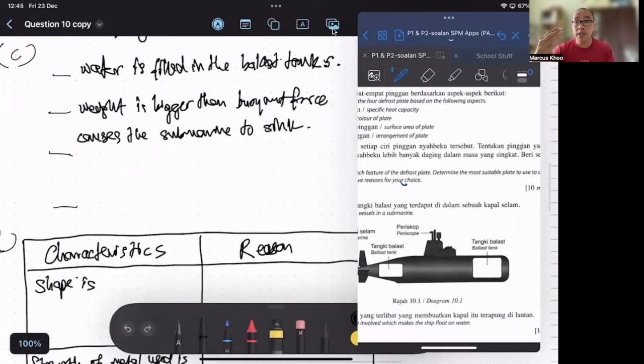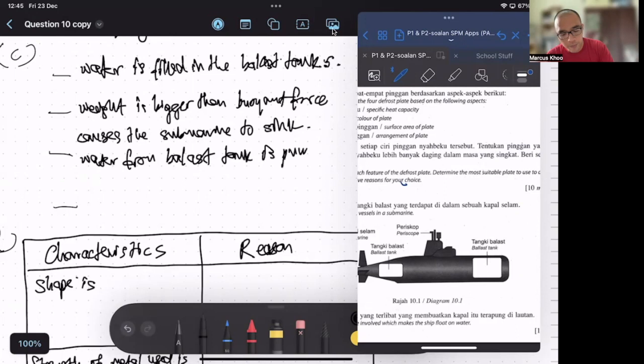Then of course, 2 marks for how it floats. So how do you float is you need to pump out the water. This is a very normal question. If the submarine is already inside the water, how do you remove the water from the ballast tank? Because if you just open the hole, the water is not going to go out. So it has to be pumped out. The water from the ballast tank is pumped out, you can also put pumped out at high speed, because it is a very huge pump.